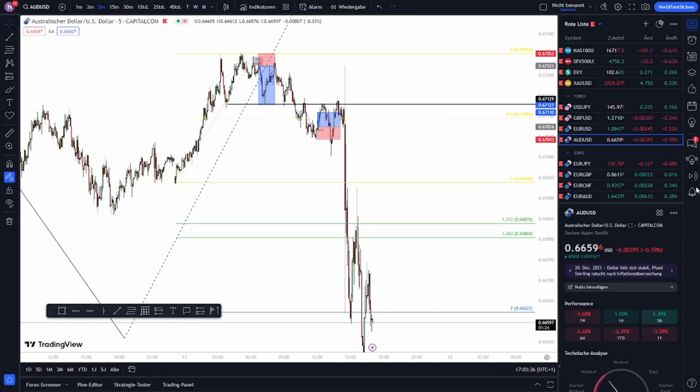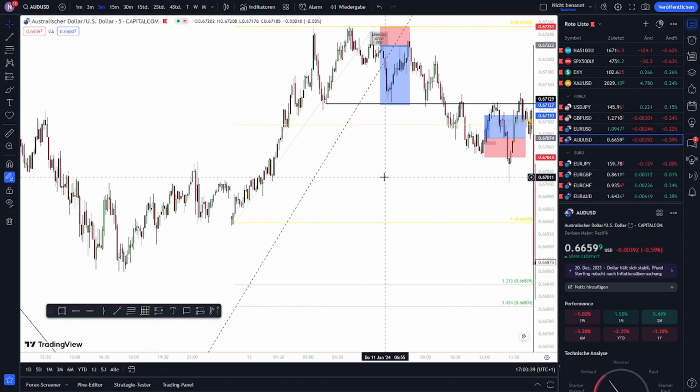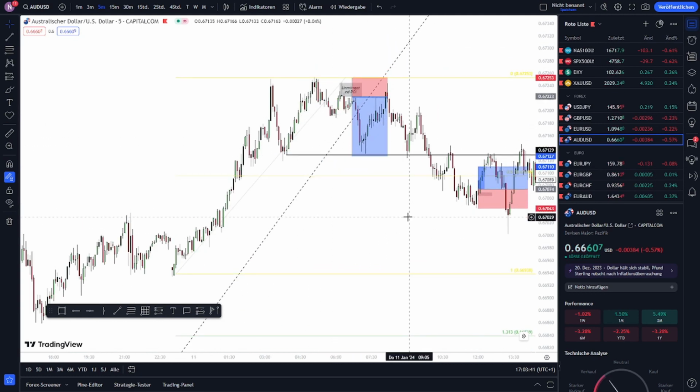Today I want to go over my two trades that I actually took today on Australian dollar and dollar. But before that, I want to show you something I worked on.